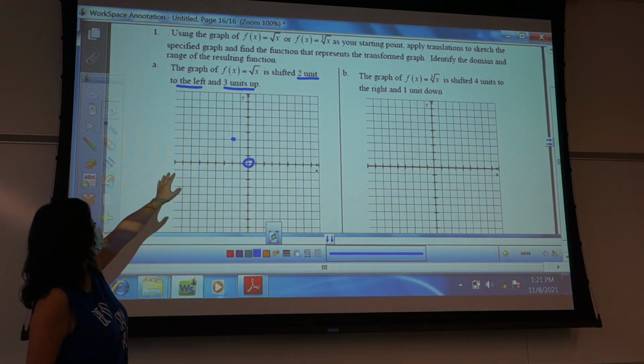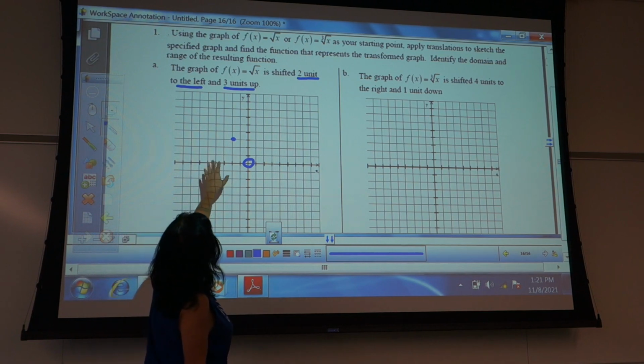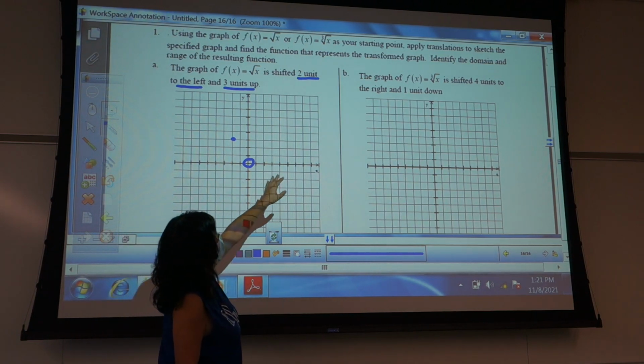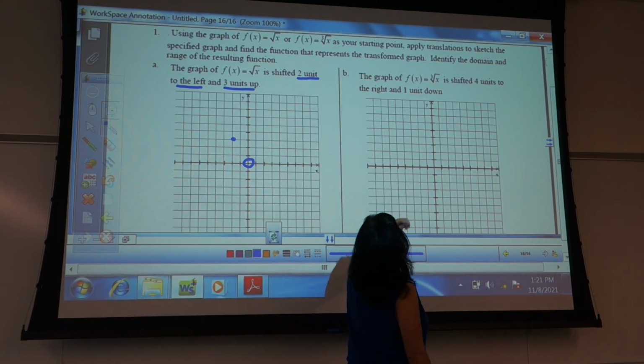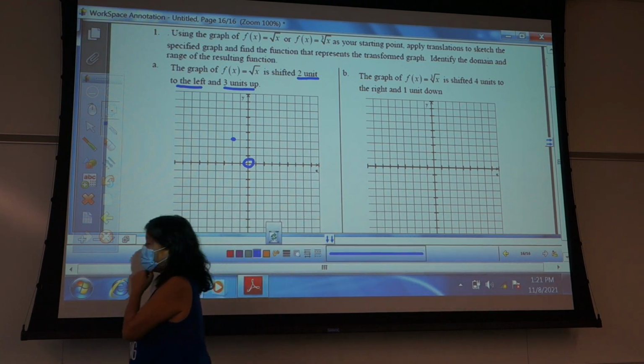All right, so find your other 4 points here, and then over here, find your 5 points there. And then write down the domain and the range.